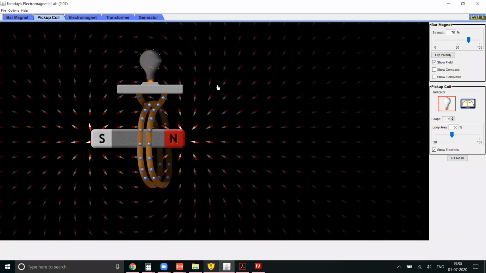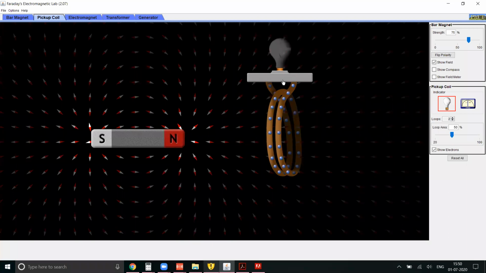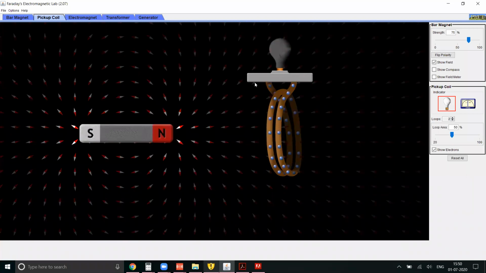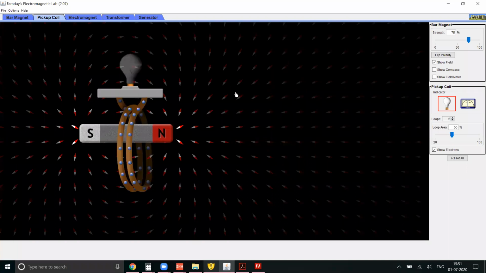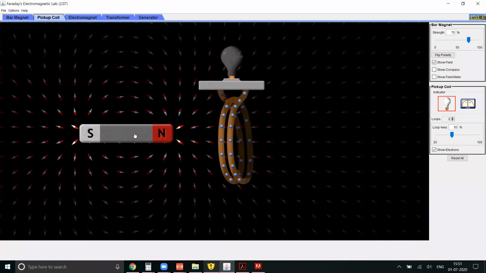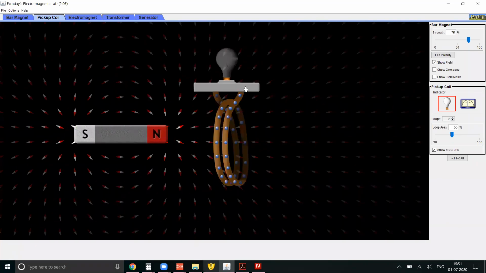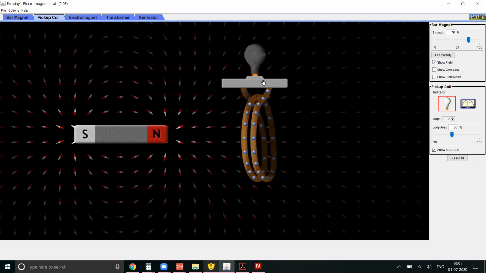So what did I do? Initially, I kept the conductor fixed and moved the magnet. It worked. I kept the magnet fixed and moved the conductor. This worked. Now I can move both simultaneously, but here I cannot do it because the cursor doesn't work for both simultaneously. So you can either move the magnet and keep the conductor fixed, or move the conductor and keep the magnet fixed, or you can move both.